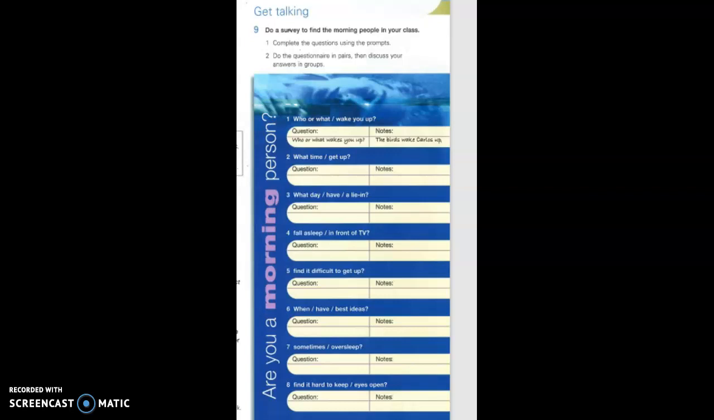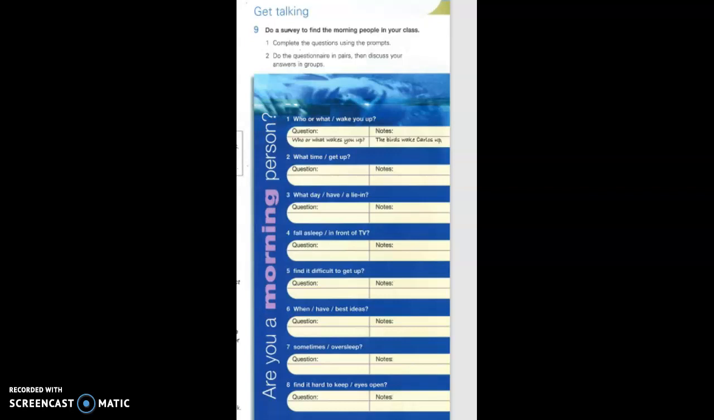Okay. What day have a lie-in? So that means what day do I have a lie-in? Okay, my notes, I'm just going to write Saturday. Okay, so just a few minutes. That shortens the activity because it means that the students aren't writing out all the questions. And then they can talk together and ask the questions. So they're just reading the questions from the prompts, and the students use their notes to answer the questions. So you can do this in breakout rooms, or you can have them doing this as a whole group.